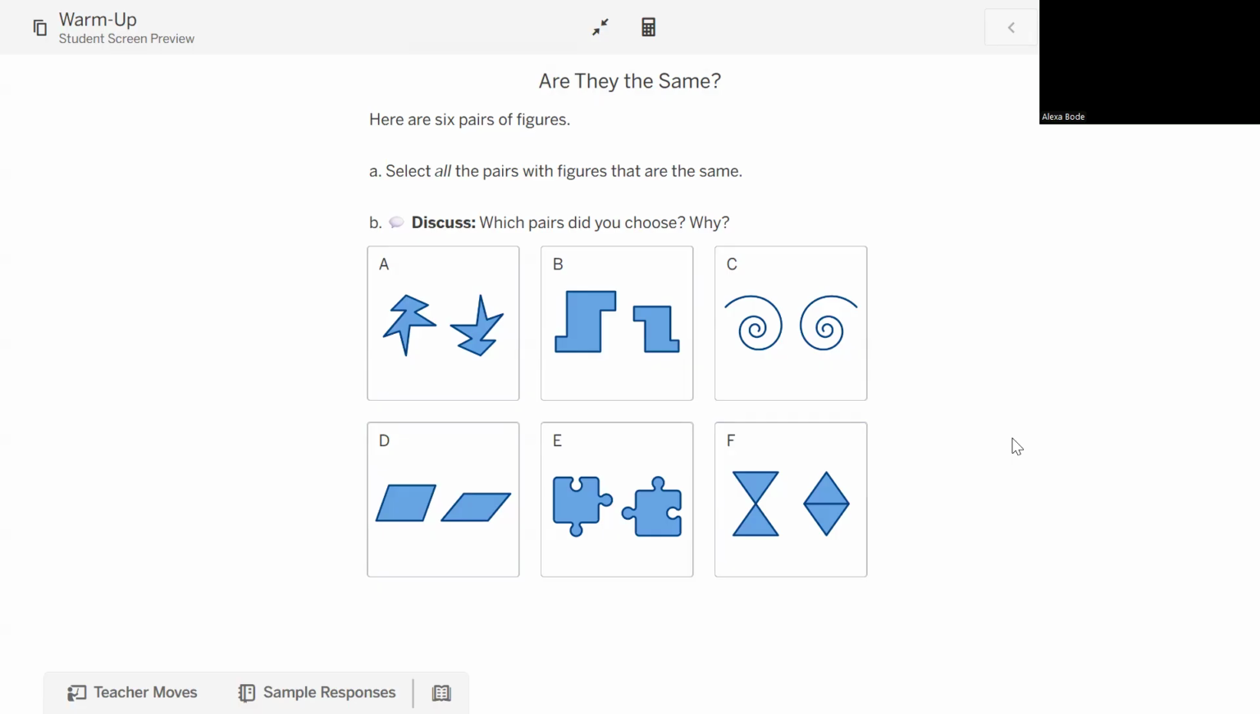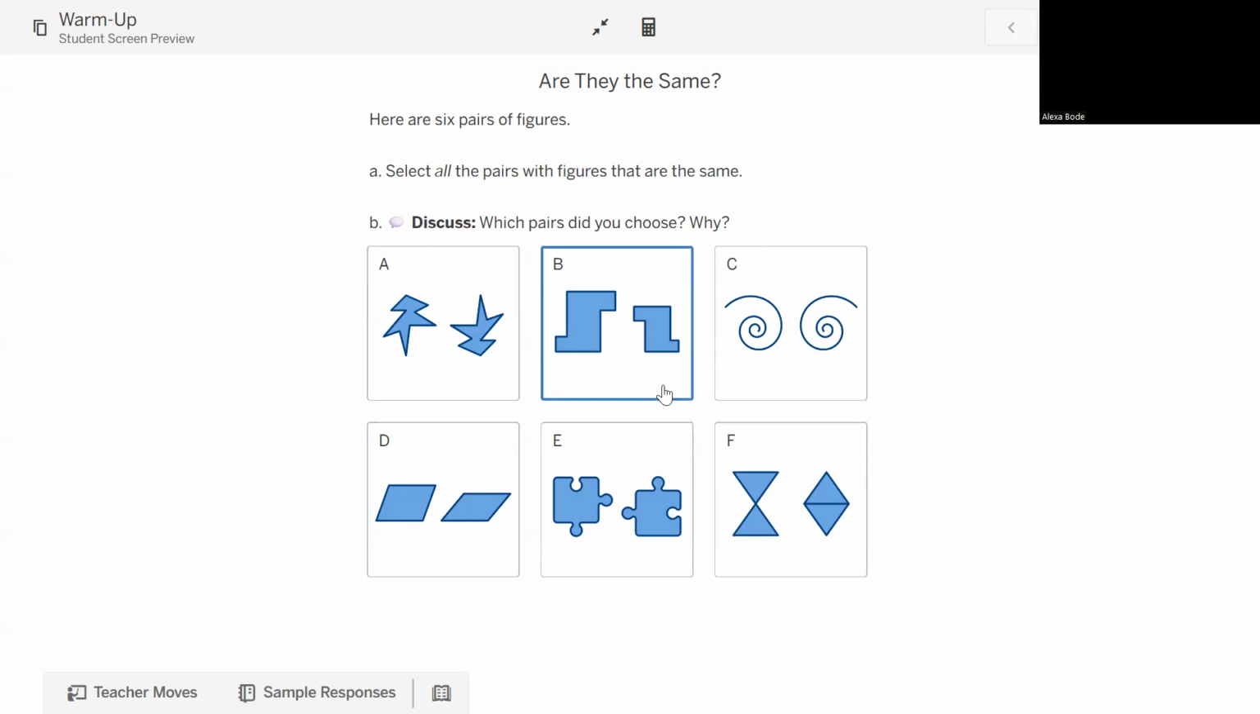Okay, so you can come up with different reasons for each of them. You could say that they're the same type of shape, they have the same number of sides. This one, F here, has two triangles that make it. It's just not the same actual physical shape. So again, many different reasons for selecting any of them.